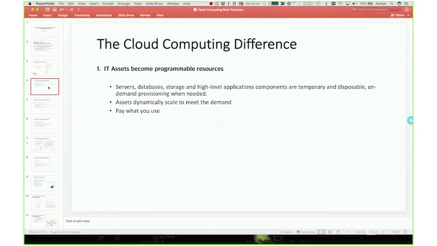Being a programmable resource, this means that the assets can dynamically scale to an indefinite number, and it can serve either one user or 1 billion users using the same architecture. And we will see going forward how it can be done. And the good thing about cloud is that since it's a programmable resource, you just have to pay for what you use. You don't have to pay anything extra. So that is where the cost savings come into the picture.